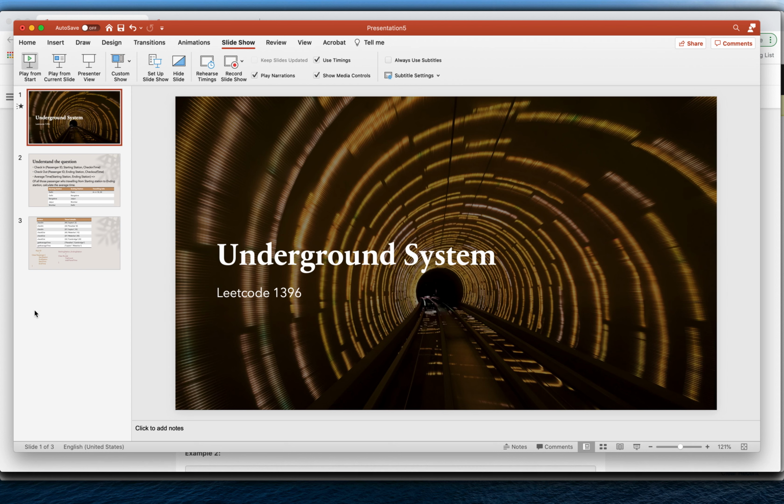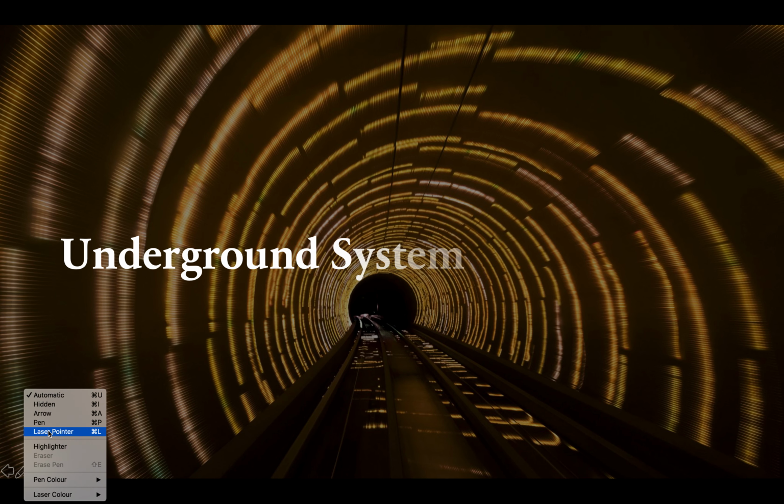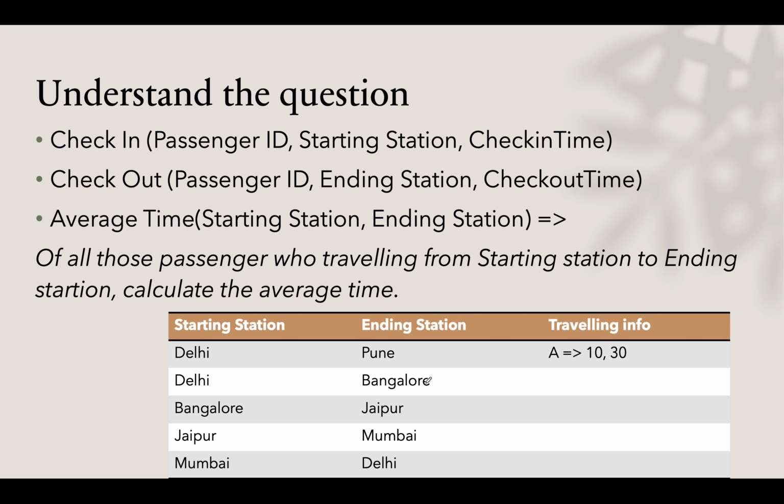As usual, let me just start the slideshow, and let me just take a pen here. So even before explaining that example, let's just simplify the problem. As I told you, we have a check-in method which says passenger with ID this, starting station this, has checked in at time t. Checkout: passenger with ID this, ending station this, has checked out at this particular time. And we need to tell the average travel time starting from the starting station up till the ending station.